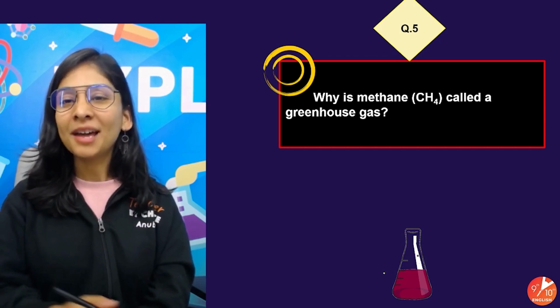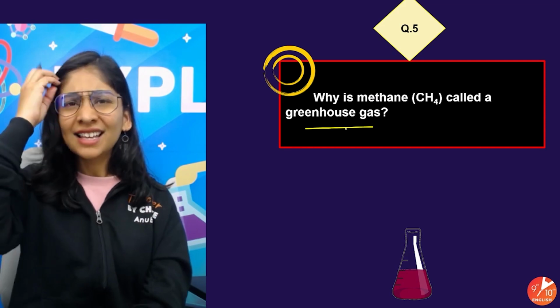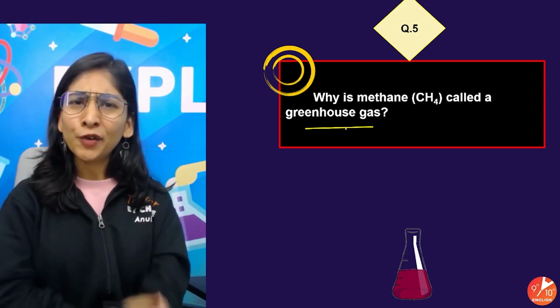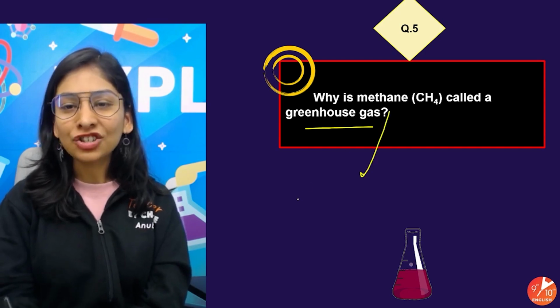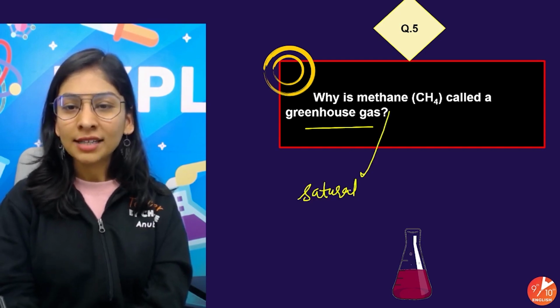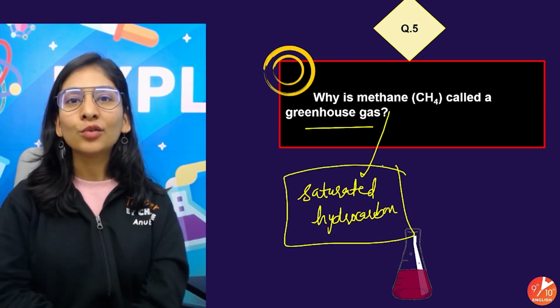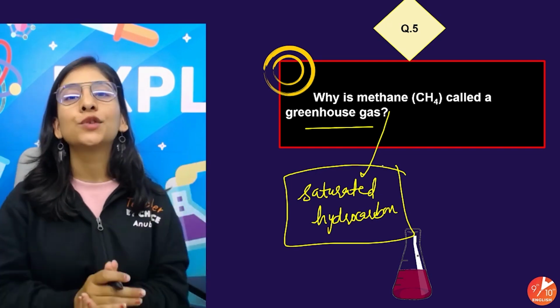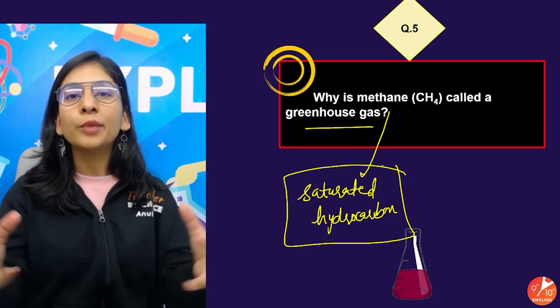So let's see question number 5. Why is methane called a greenhouse gas? Something that you probably know from 7th, 8th class, right? If I talk about methane, that's a saturated hydrocarbon. That's called a greenhouse gas because whenever we have CH4 in our atmosphere, it has a very high tendency to absorb heat.